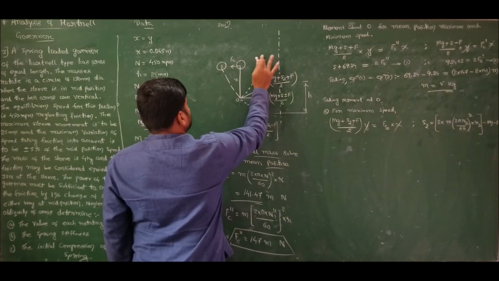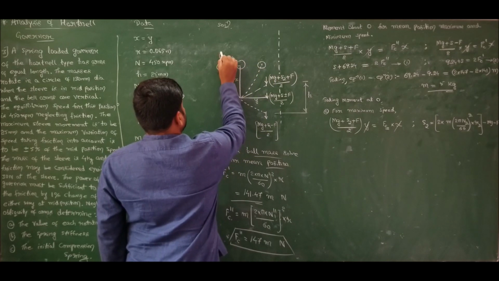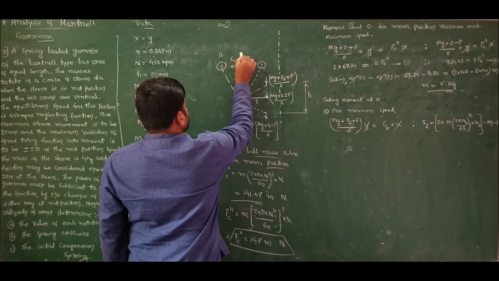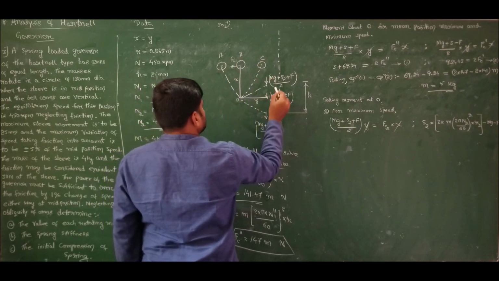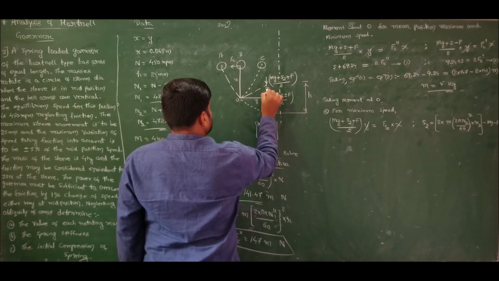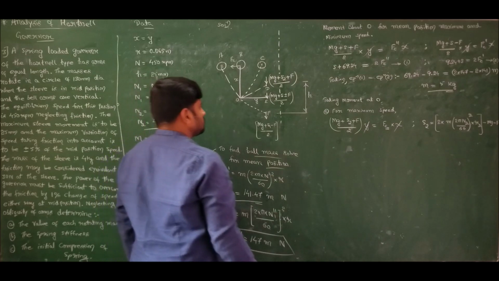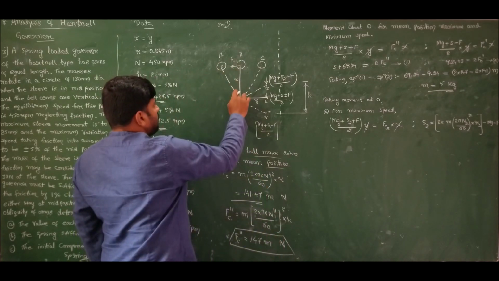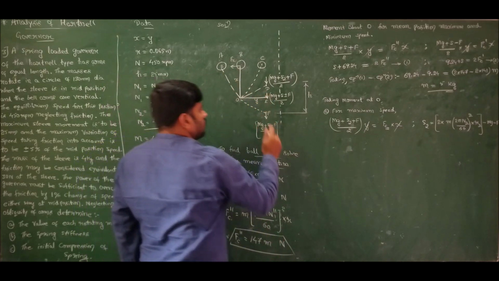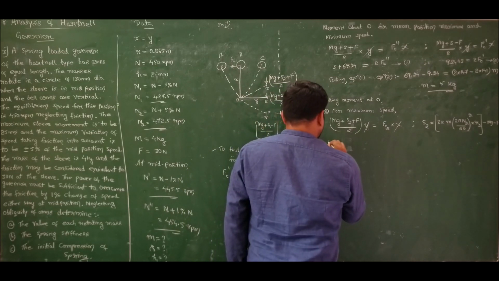This is position 2. This is position 1. Let's take it as ABC. This is D, E, F. So from triangles ABO and DEO.